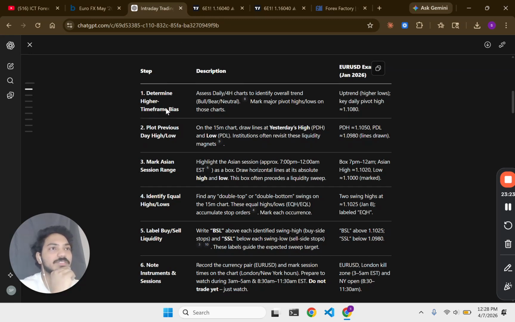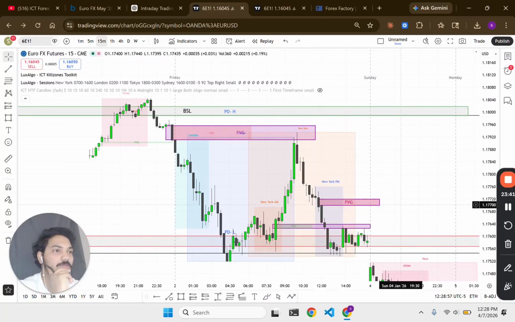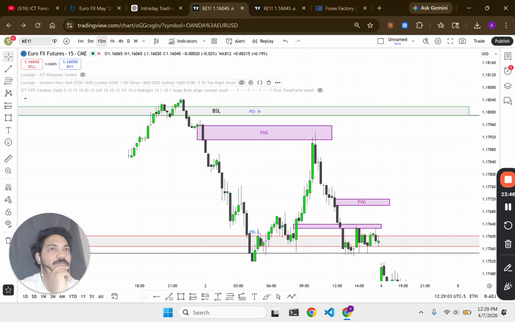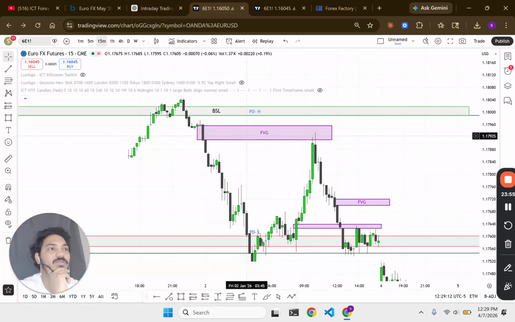So we finished the first point, which is the higher time frame, which is bearish, right? Both on the daily and 4-hour charts. We marked the previous day's high and low, right? This is the high and this is the low. It is a little messed up, or I can do this low here. Okay, this is cleaner, right? Okay. Identify equal highs and lows.